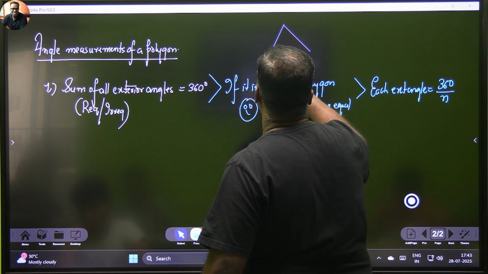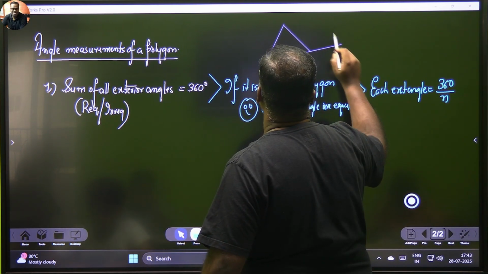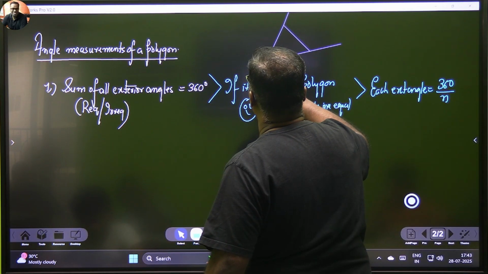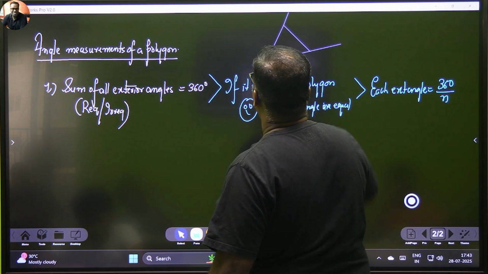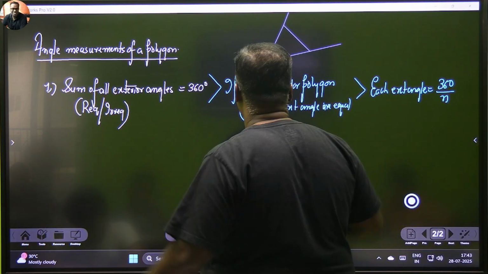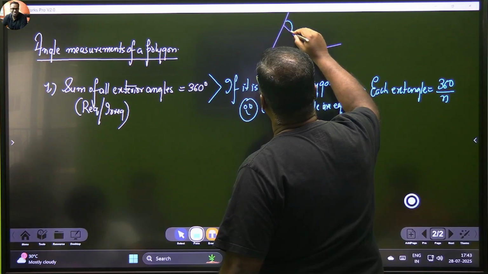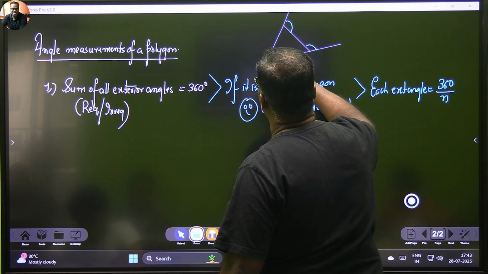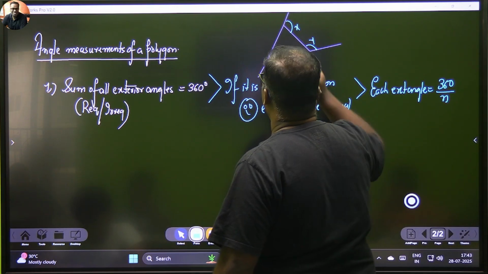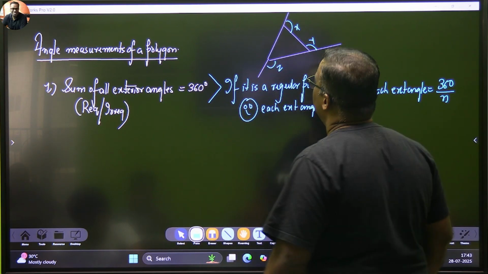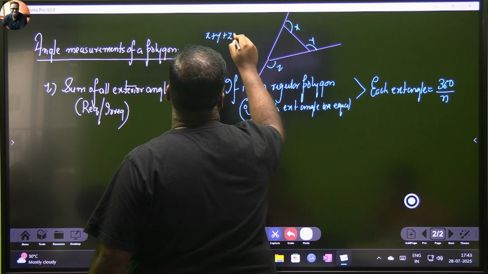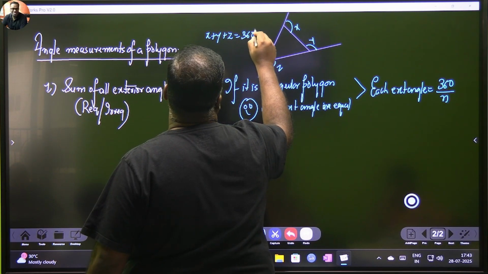I'm just taking the example of triangles. Now let this be an equilateral triangle. I've extended it on this side and I have extended it on this side. Have you understood? What we are trying to say here is that the sum of all the exterior angles, let this be x, this be y, and this be z, x plus y plus z will always be 360 degrees.